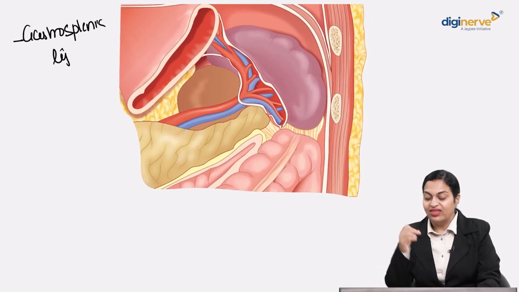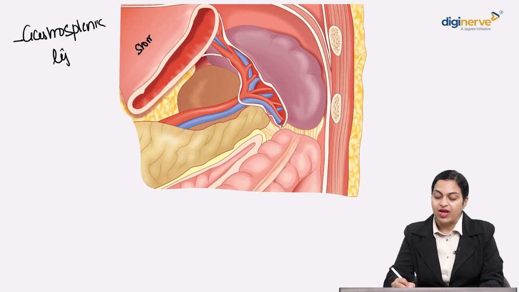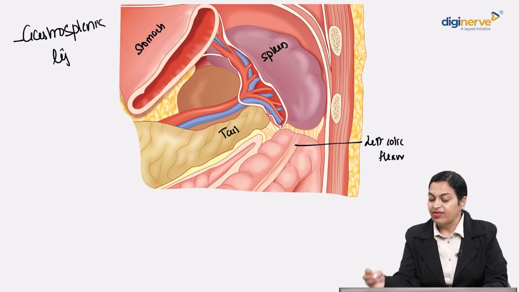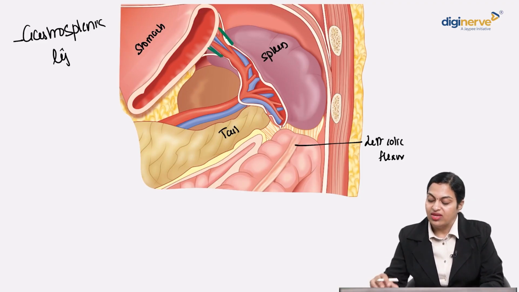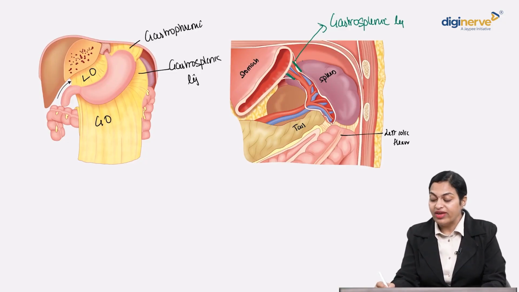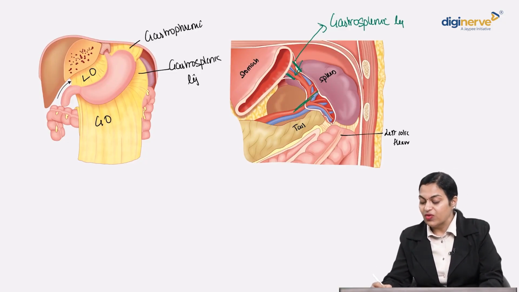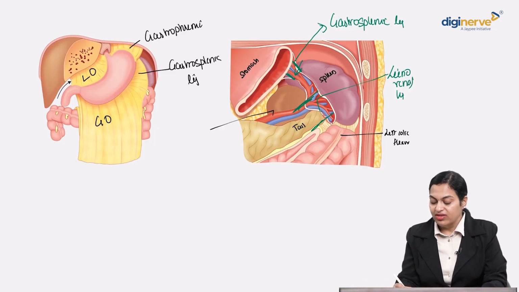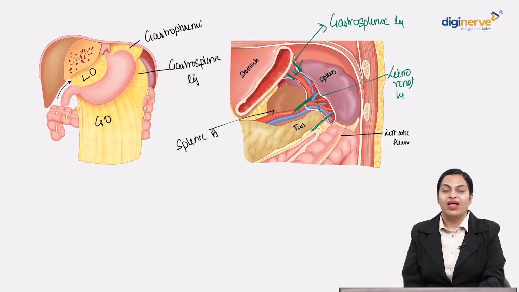right? And in this image, this is the stomach, the spleen, the tail of pancreas. This is the left colic flexure. So here again, this is going to be the gastrosplenic ligament, which has the short gastric vessels. And this is going to be the lienorenal ligament. What does the lienorenal ligament contain? Can you see the vessel here? This is the splenic artery and the splenic vein and the tail of the pancreas.